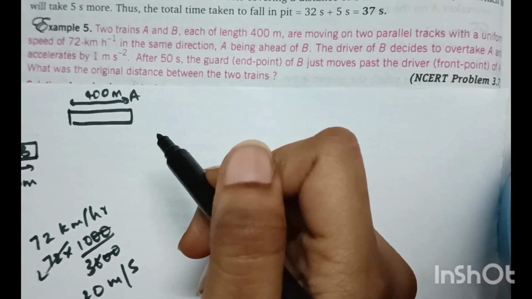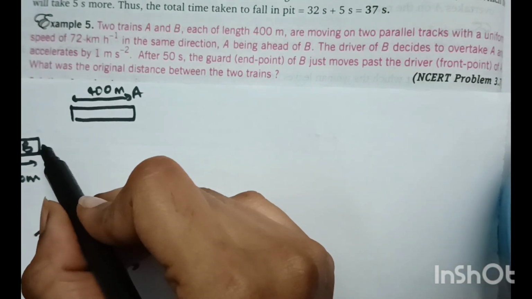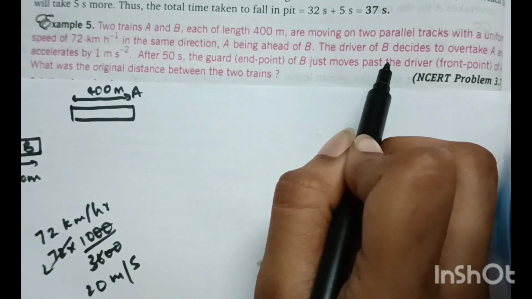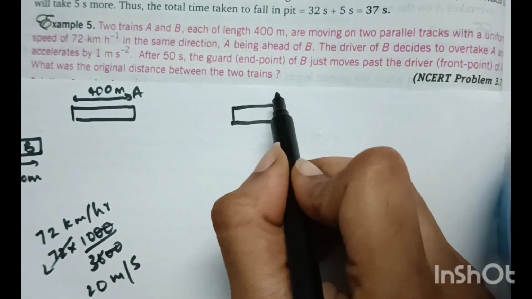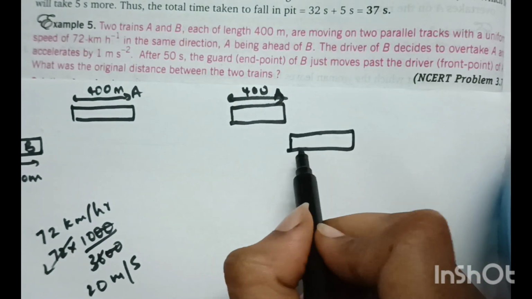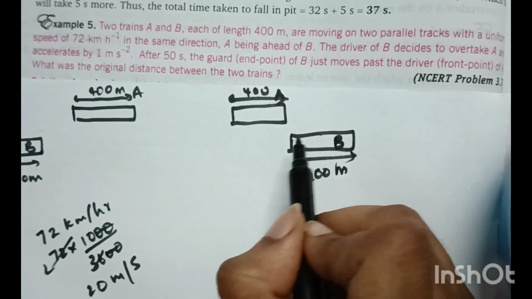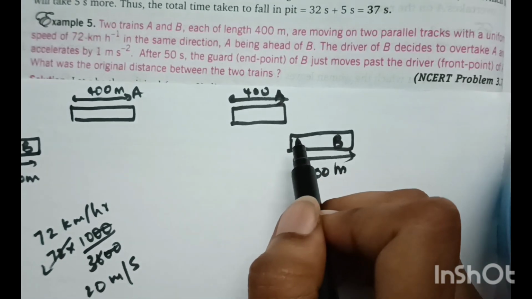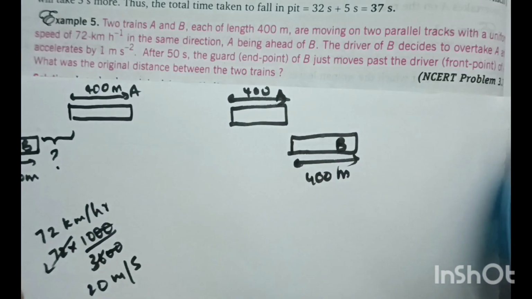Driver of B decides to overtake A and accelerates by 1 meter per second square. So who is accelerating? B is accelerating with 1 meter per second square. And after 50 seconds, B just moves past the driver. So after 50 seconds, A comes here, but B is here. So their ends are just crossing like this. Okay, now what is the original distance between the two trains? So they are asking this distance, the original distance.